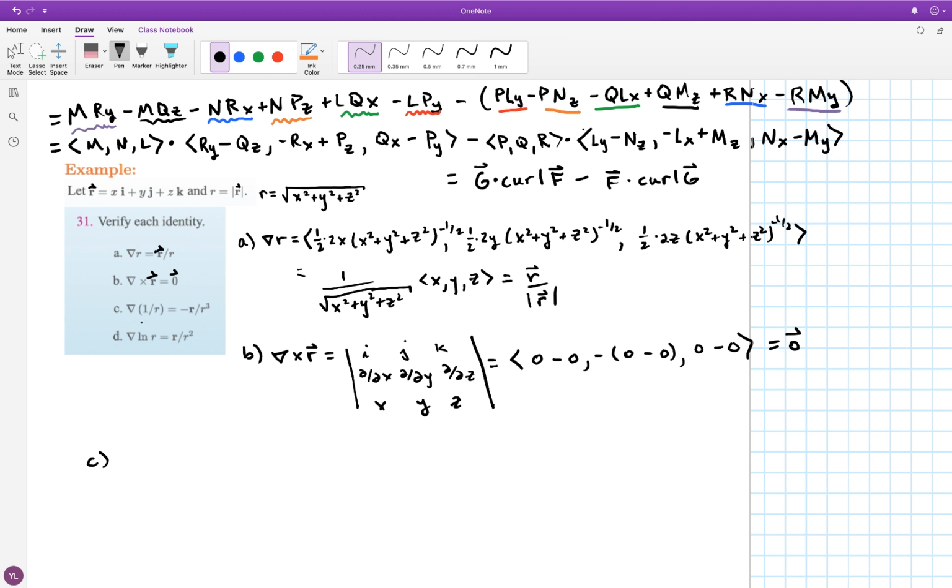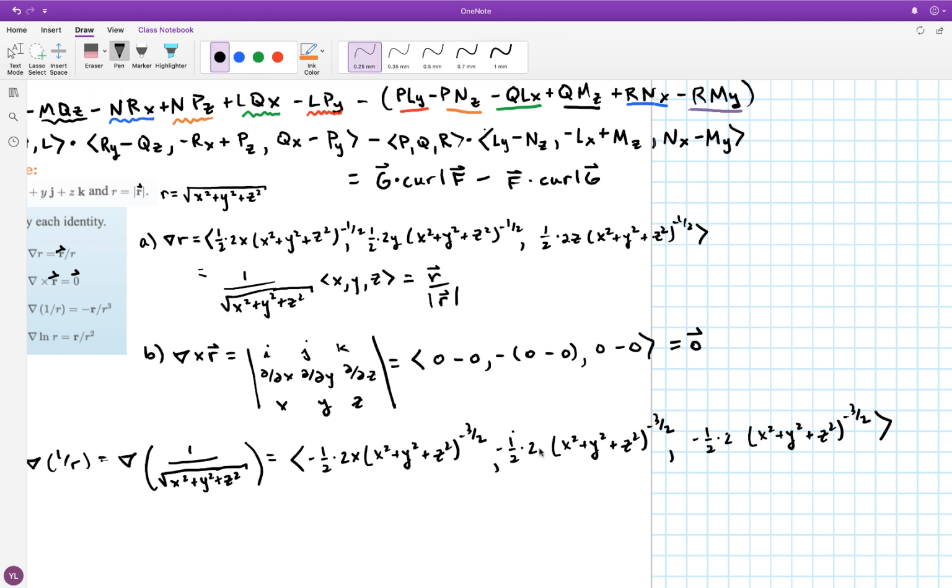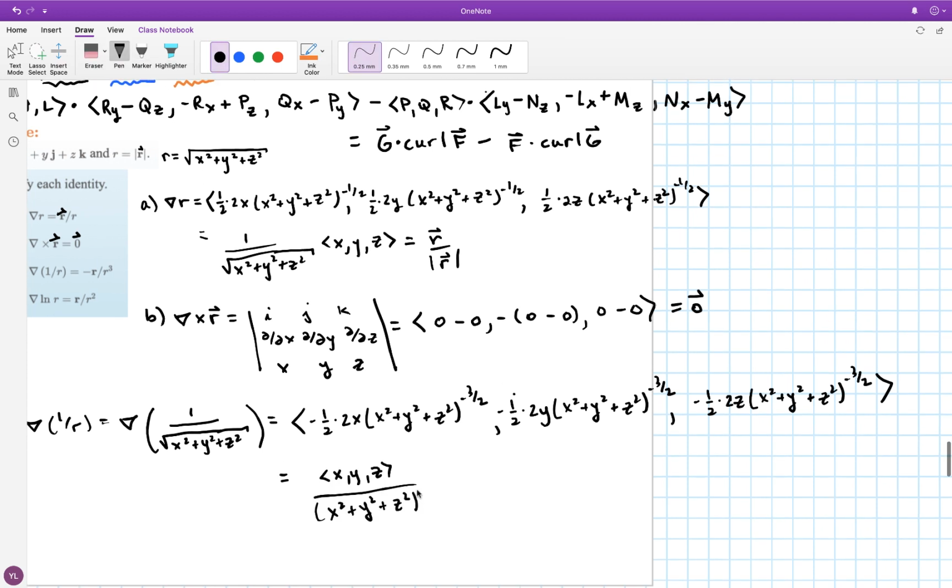We're going to compute the gradient of 1 over the r function, the magnitude of the vector field, and see that it's equal to this. Yep, it looks like I have the vector field R divided by the magnitude cubed.